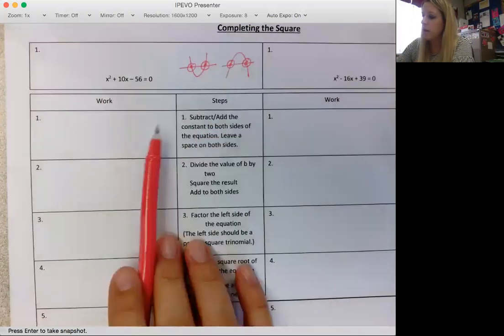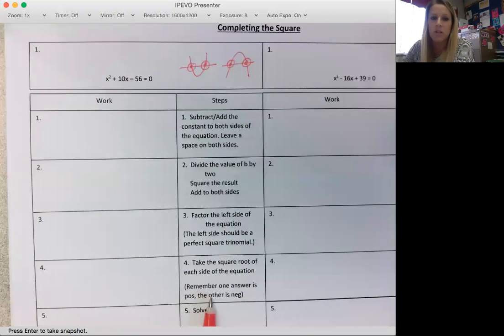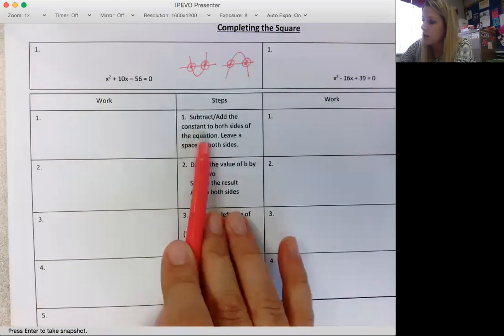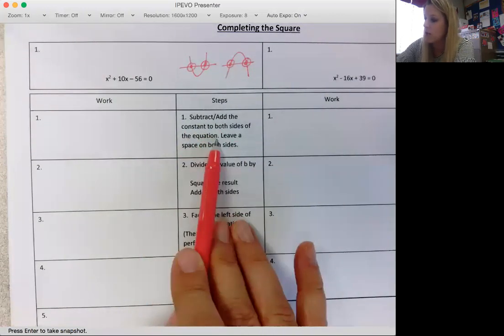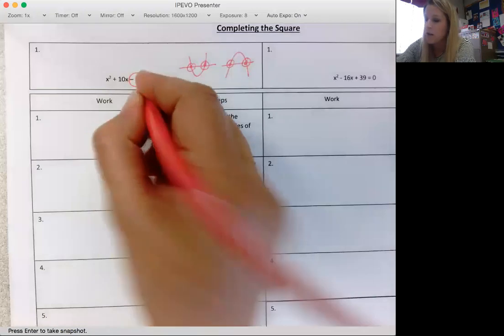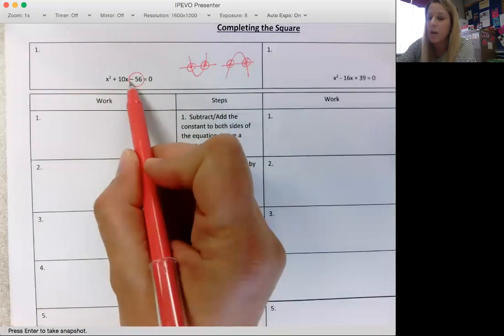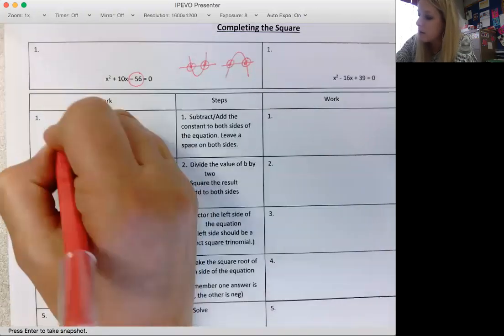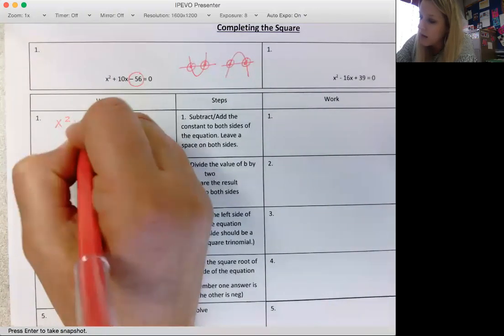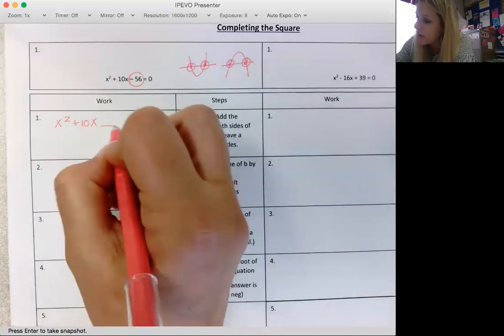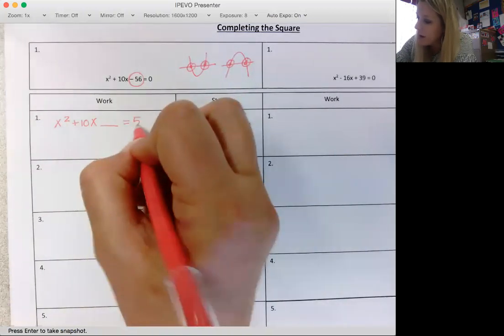All right, so I brought this out just because it has step-by-step directions on how to find your solutions. The first thing you're going to do is subtract or add the constant to both sides of the equation. This is my constant, the number by itself. Instead of minusing, I want to get rid of it, so I'm going to add it to both sides. So x squared plus 10x, and then we're going to leave a space here. And I want to add that over.